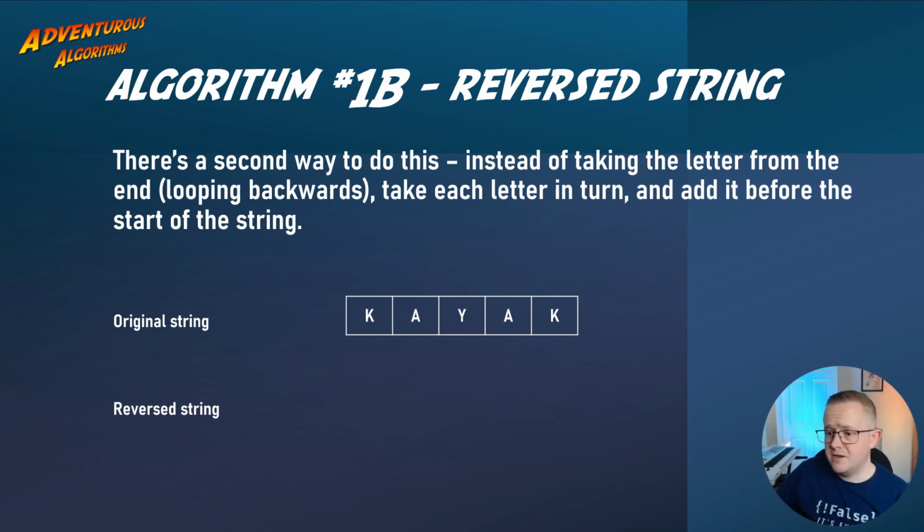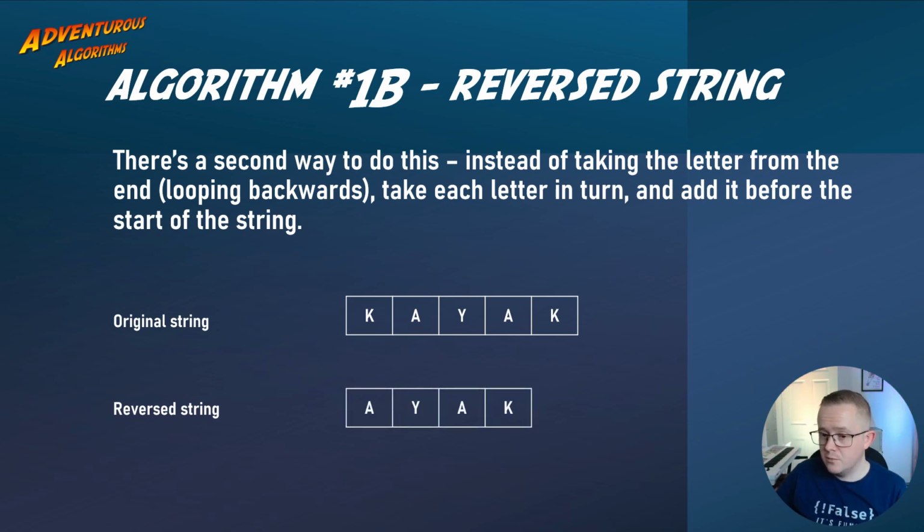So if I do that in a little animation to show you, if I take the letter K, and this is going from left to right, so I'm not starting at the end this time, I'm starting at the left, at the beginning of the string, take the first letter, and then loop through it again and take the next letter and add that on before, and then take the next one and add that on before, and then the next one, and then the next one.